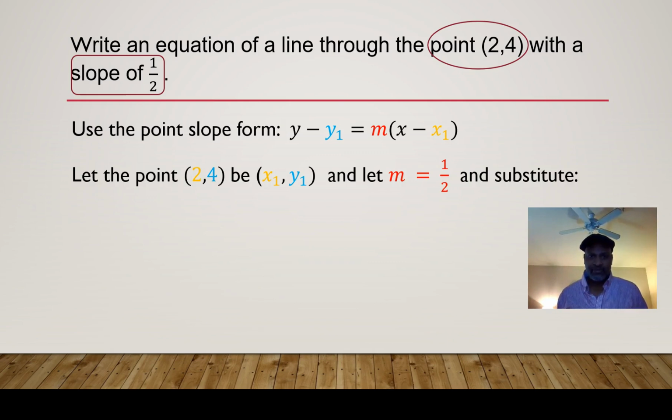We're going to let the point (2, 4), which is the only point they give you in the problem, be the (x1, y1) in the formula. And we're going to let m be 1/2 because they gave us a slope of 1/2. Substitute those values in the point slope form and you'll get this. Without doing anything else, you are already done with the problem. This is the equation of the line in point slope form through the point (2, 4) with a slope of 1/2.